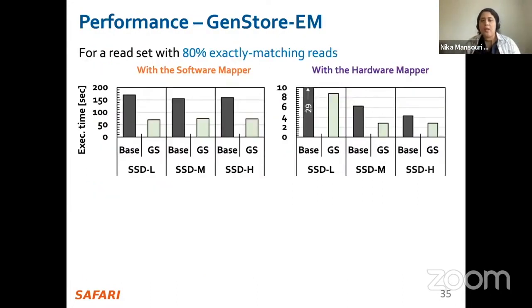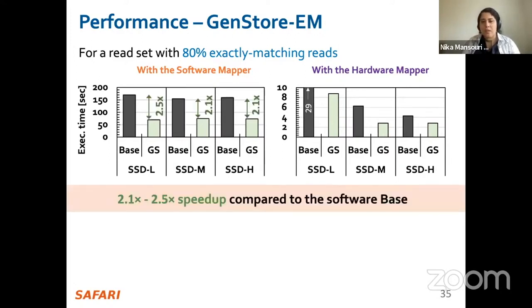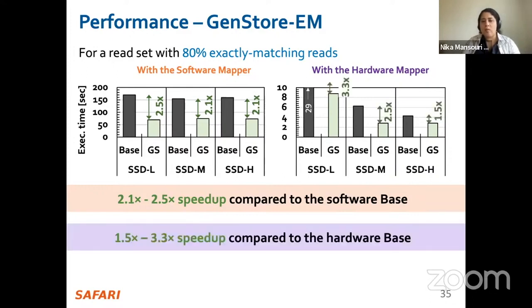So we analyzed the benefits of GenStore-EM for a 22 gigabyte short read set with 80% of reads exactly matching some subsequences in the reference genome, and which can then be filtered. We show the benefits of GenStore on software and hardware read mappers. GenStore provides 2.1 to 2.5 times speedup compared to the software baseline, and 1.5 to 3.3 times speedup compared to the hardware baseline.